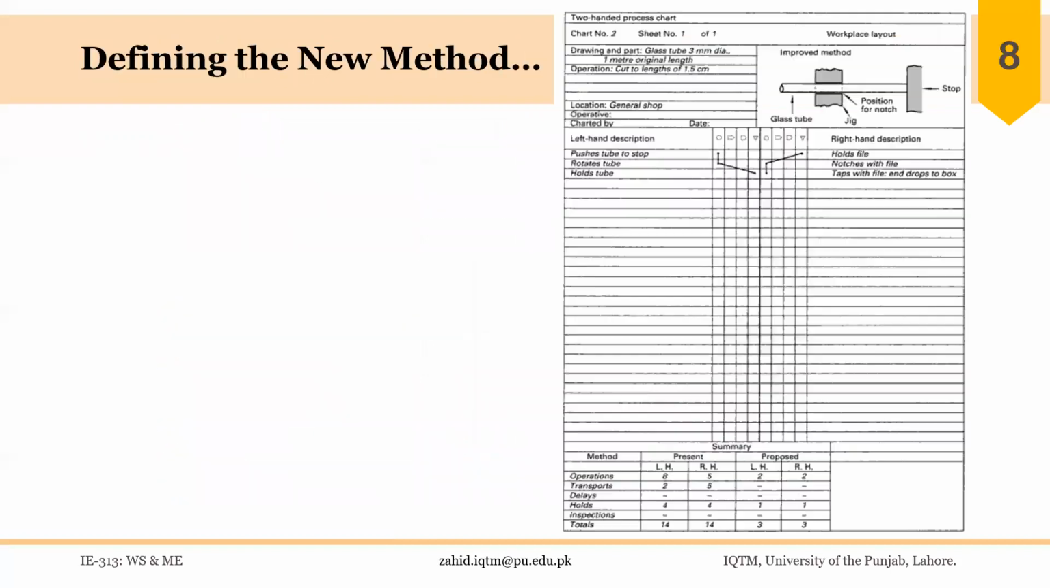So here we have a two-handed chart to define the process. You can see the left-hand description, the right-hand description, and the sequence of steps that are required. But apart from the sequence of steps, we also have the diagram or sketch of the part that will be made. So it really helps a lot in understanding the description of the steps here. This diagram will really help better visualize these steps.